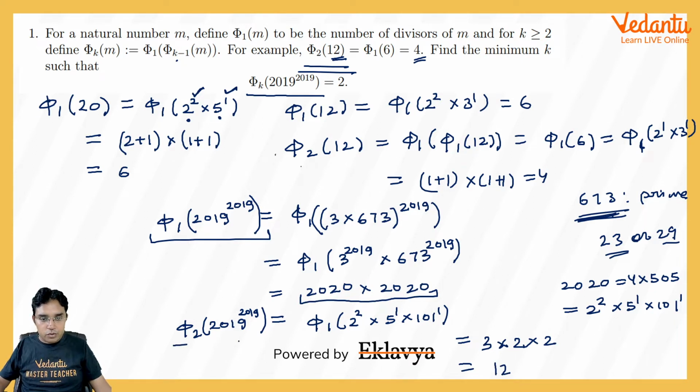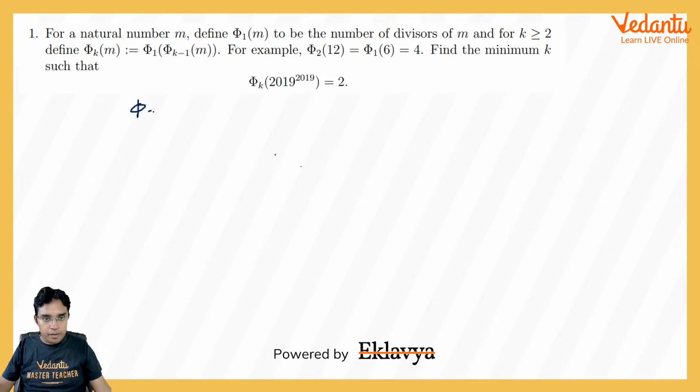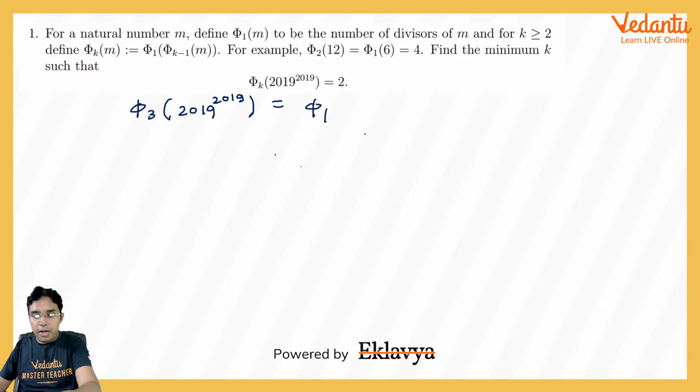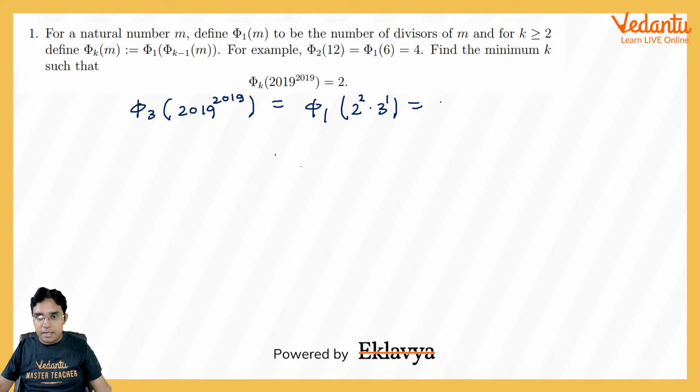And this is actually the value of phi 2 of 2019 raised to the power 2019. We are supposed to find when this will become equal to 2. So I think I need to find phi 3 of 2019 raised to the power 2019. Now this would be phi 1 of phi 2 of this thing, and phi 2 of this we have found was 12, which means 2 power 2 into 3 power 1. I think I can write this directly, we have already seen it before: 3 into 2, that is 6.